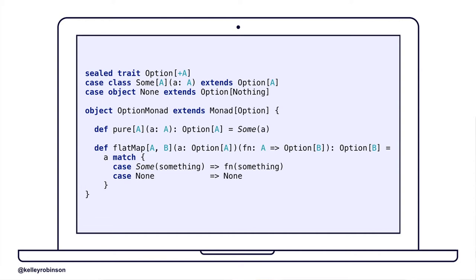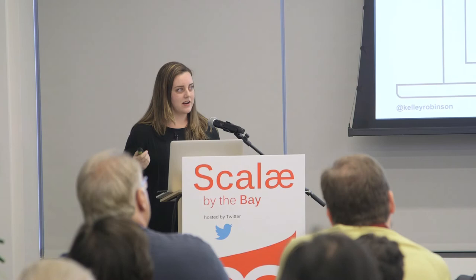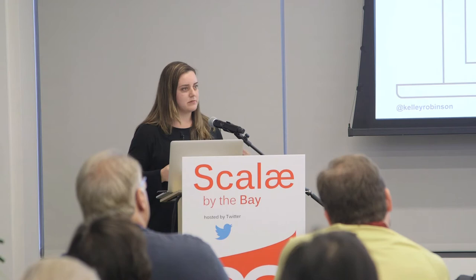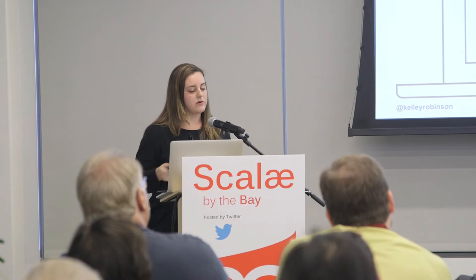It's wrapping a value in the sum type. And then you also have the flat map method. And you can see here how we're pattern matching on the different contexts to apply a function to the contained value if there is something there, and then flattening that context. We don't wrap it in another sum. We want it to come out flattened at the end of the day.